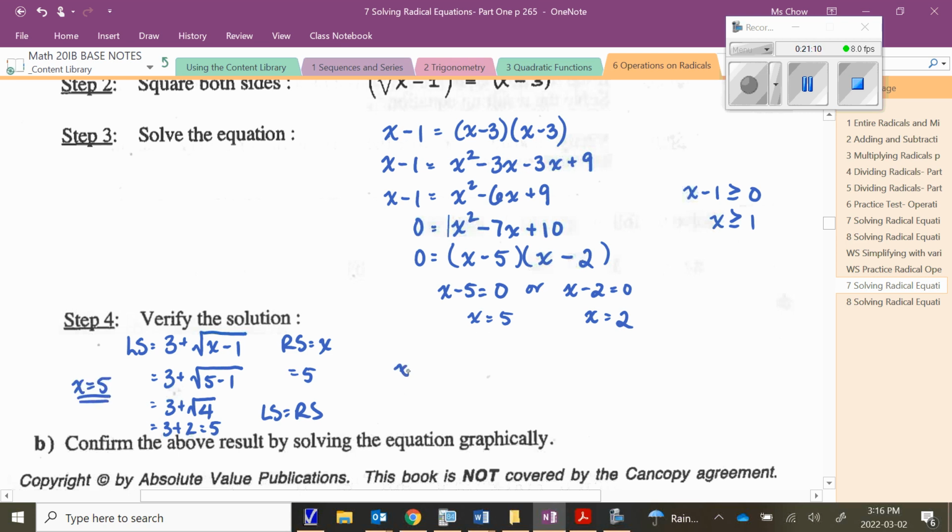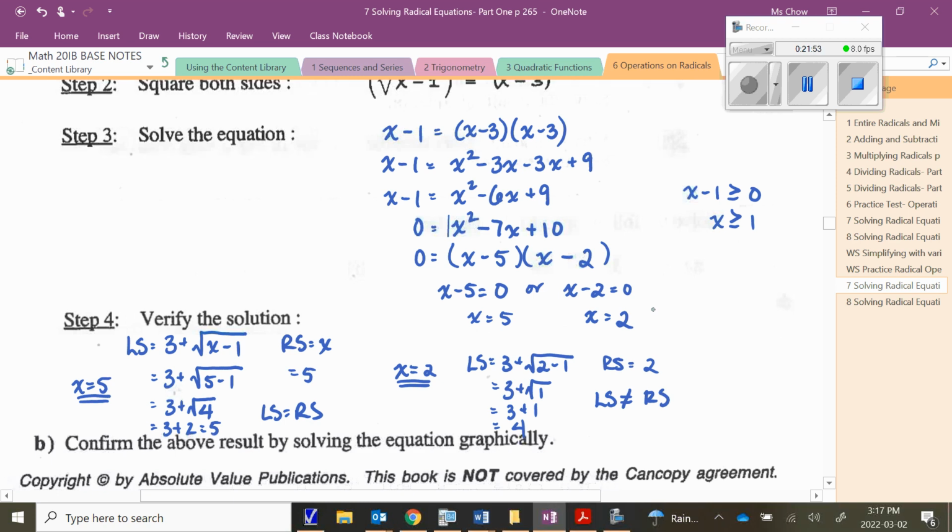Second one, we'll try x equals 2. So the left side is 3 plus the square root of 2 minus 1, or 3 plus the square root of 1. 3 plus 1 is simply 4. And on our right side, we have x, which is 2. Holy smokes, wait a second. If the left side is equal to 4 and the right side is equal to 2, that means the left side does not equal the right side. And so that means that 2 is not a solution.